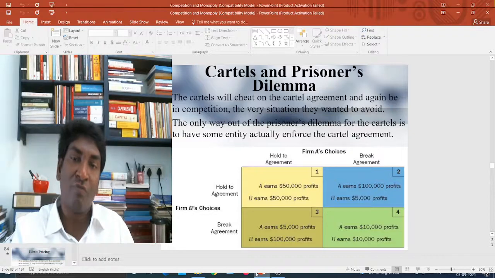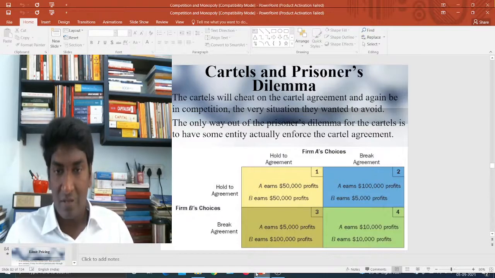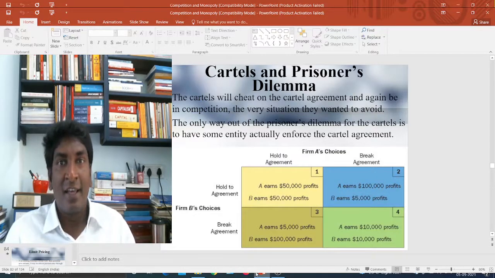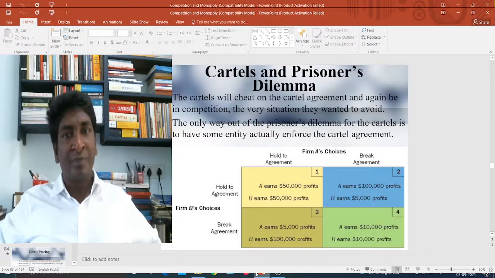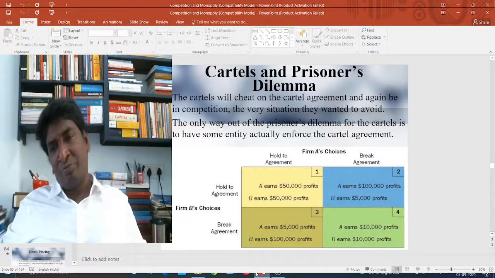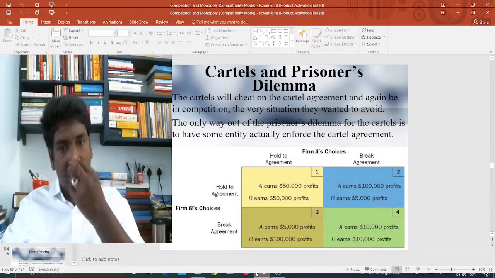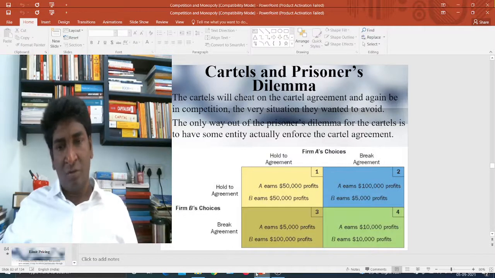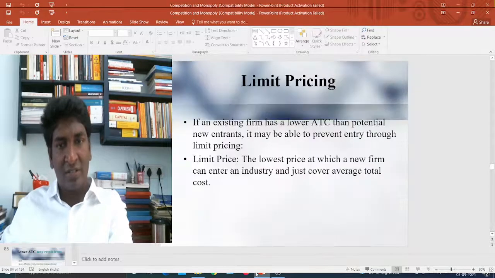The only way out of the prisoner's dilemma for the cartel is to have some entity enforce the cartel agreement. So there is always a cartel, and that cartel is being regulated. Normally every cartel has a sort of regulative framework. They have their own regulations, like an informal, very powerful regulation, you know, oil cartel, gold cartel, diamond cartel, they may have their own rules of the game. So if firm A's choice and firm B's choice is to hold to the agreement, then they will be earning a profit. With cheating, they also lose. So you have a different situation in that sense.